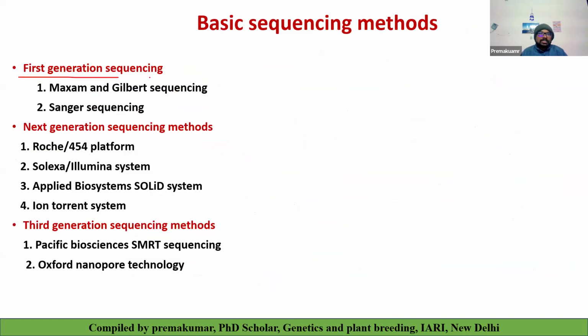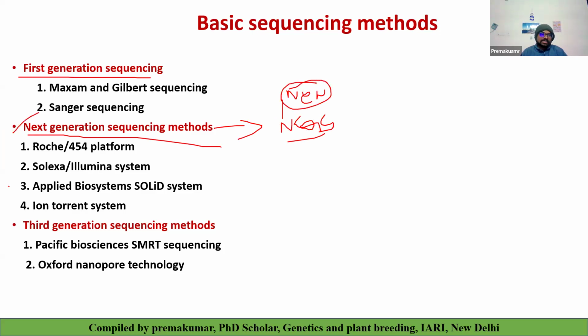One is first generation sequencing, then next generation sequencing, called NGS. Many people I observed write "new generation sequencing." It's not new; it's actually next generation sequencing. Then third generation sequencing methods. We will discuss one by one.